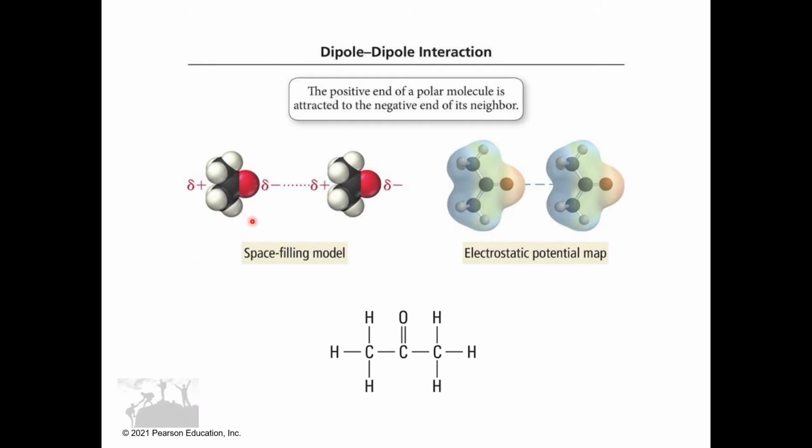So now if you bring on another acetone molecule, the negative portion from one acetone molecule is attracted to the positive portion of a different acetone molecule. So here, this is where we have our dipole-dipole intermolecular force.